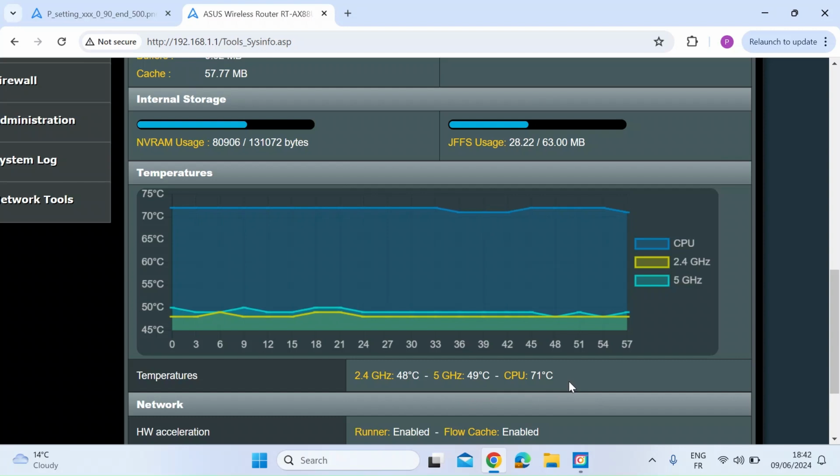Now that's all within spec according to ASUS. I don't think the chip will start throttling until about 100 degrees C, but high temperatures will generally just shorten the life of the chip and therefore means you've got to replace the router.